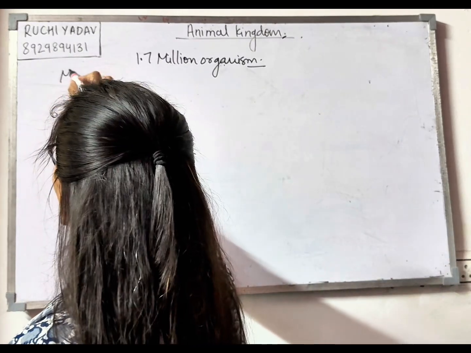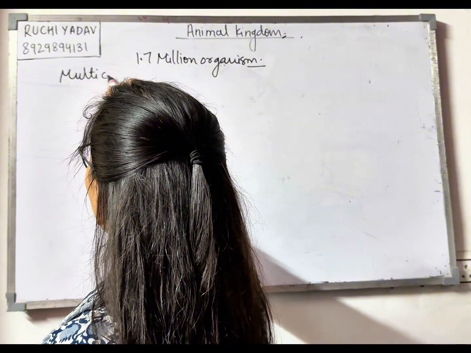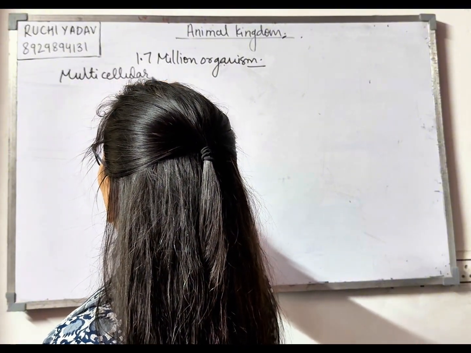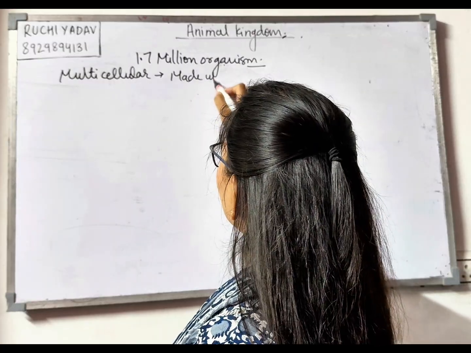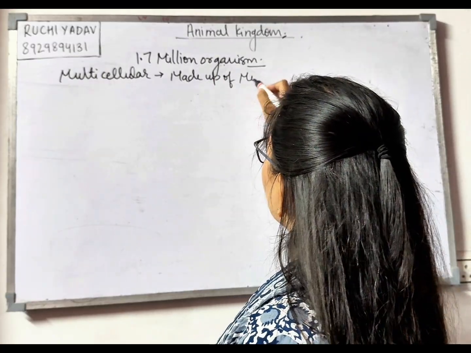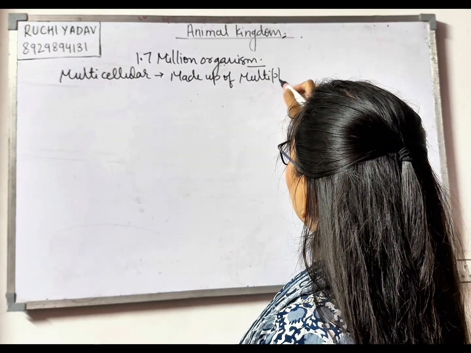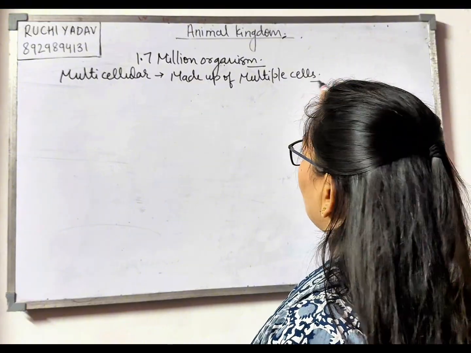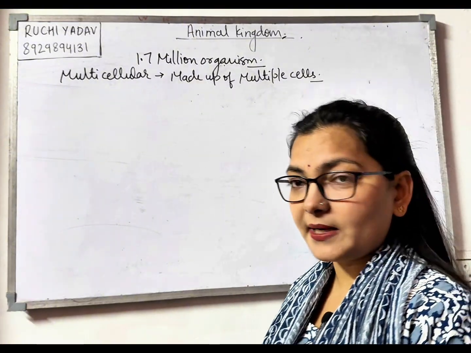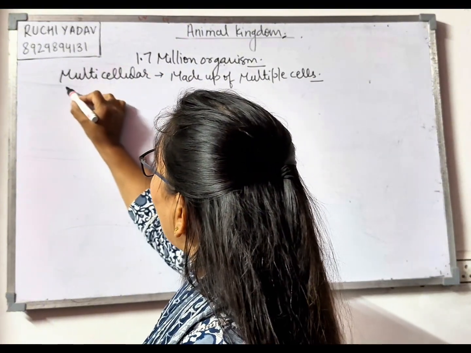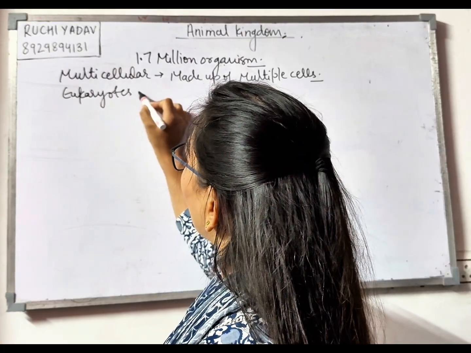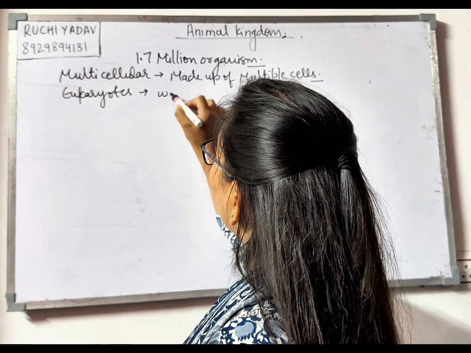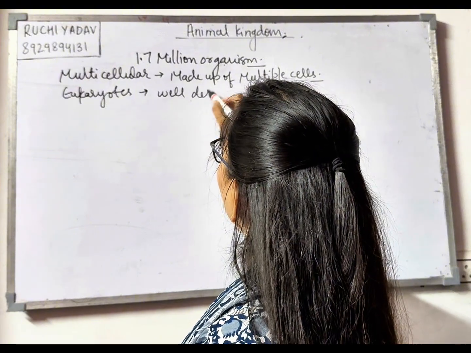Animals are multicellular. That means they are made up of n number of cells, multiple cells, right? We can also call them metazoans. Then animals are eukaryotic. They are eukaryotes. That means they have a well defined nucleus.